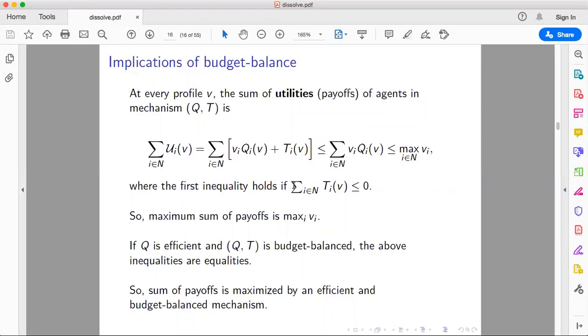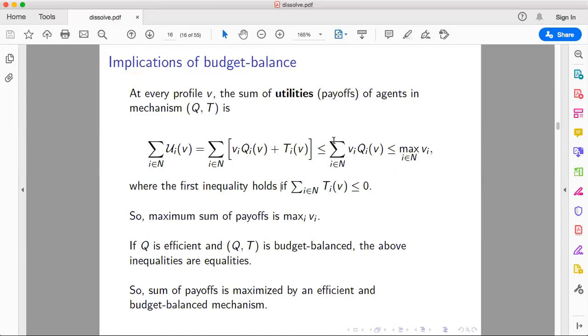Now notice that if the sum of t_i(v) is less than or equal to 0, that is, the mechanism can only receive, the designer can only receive transfers in aggregate. It can never subsidize the agents. Then this expression is less than or equal to this, right? Because the sum of t_i(v) is less than or equal to 0. So in that case, we can say that the sum of utilities is less than or equal to the sum of these values.